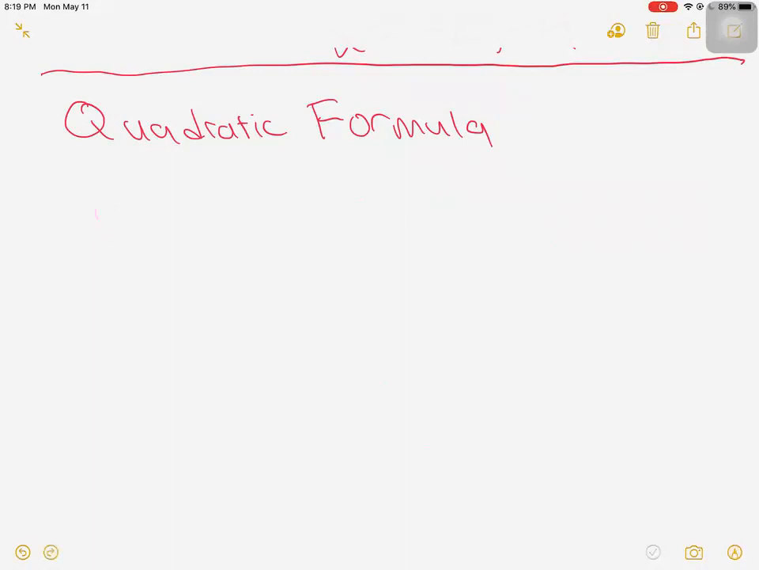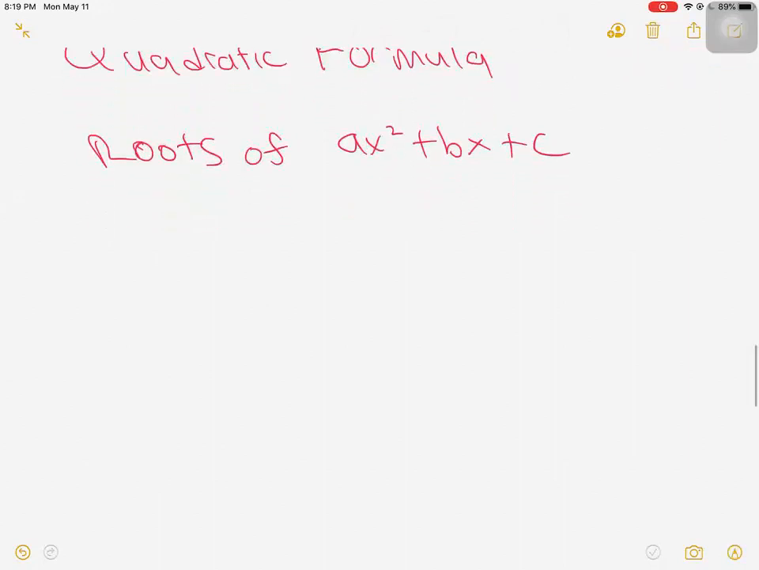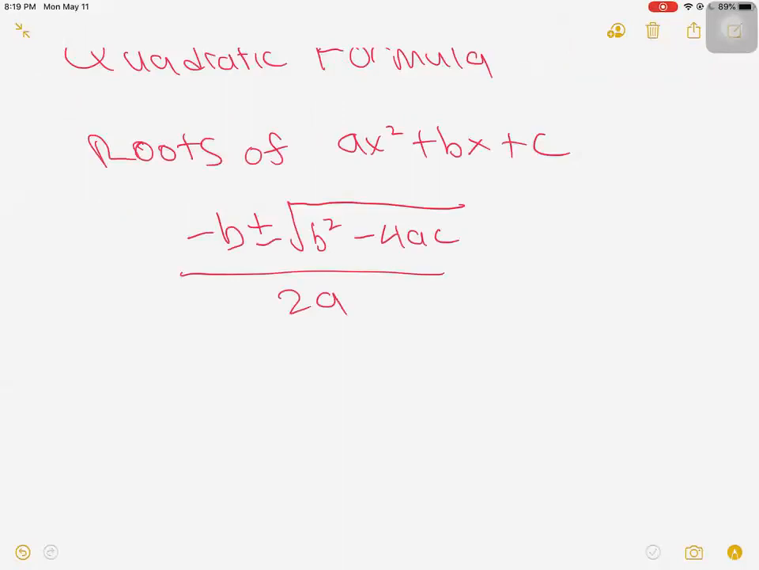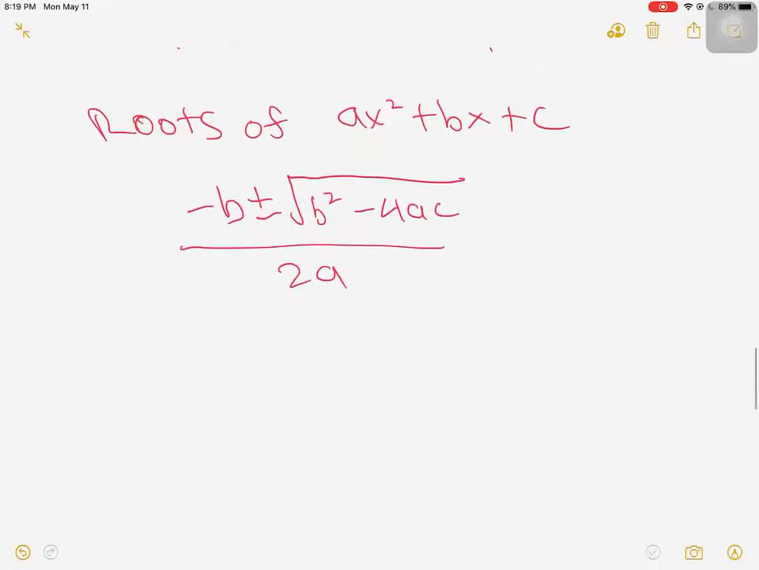So the formula basically states that the roots of a quadratic, that's ax squared plus bx plus c, are going to be expressed as negative b plus or minus the square root of b squared minus 4ac, over 2a. This formula might look really scary at first, but once you use it a couple times, it'll get better.